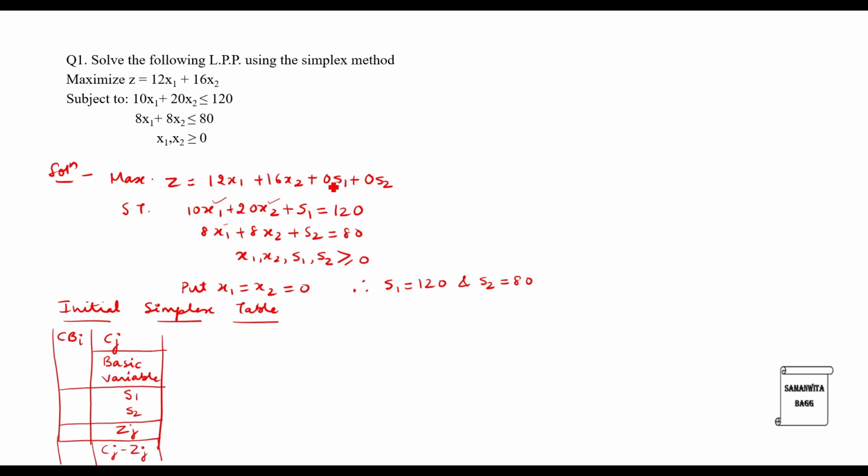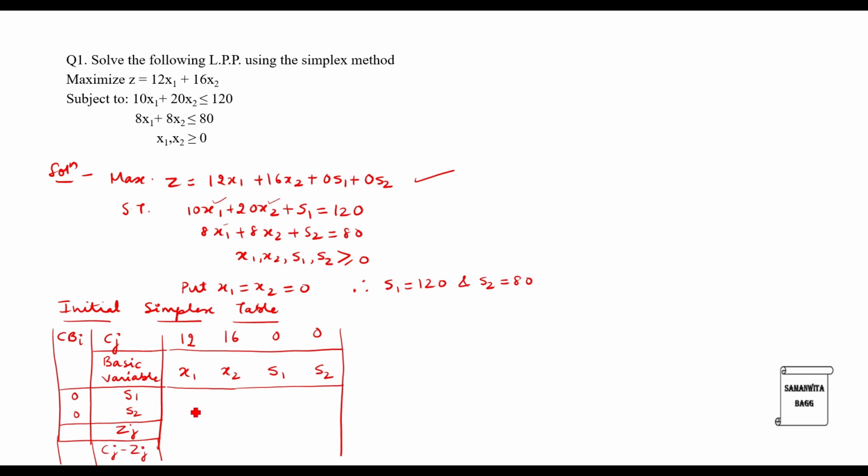Now if you observe in the equation of z, the coefficients of s1 and s2 are 0. So this is the coefficient of the basic variable that we have taken. Now here we are going to write down all the variables that are present in the equation of z. The first one is x1, then x2, then I have s1 and I have s2. So all four of them I am going to mention. Now whatever are the coefficients of these variables in this equation of z, I will write here. For x1 it is 12, for x2 it is 16, for s1 it is 0, and for s2 it is 0. So I have filled up these values.